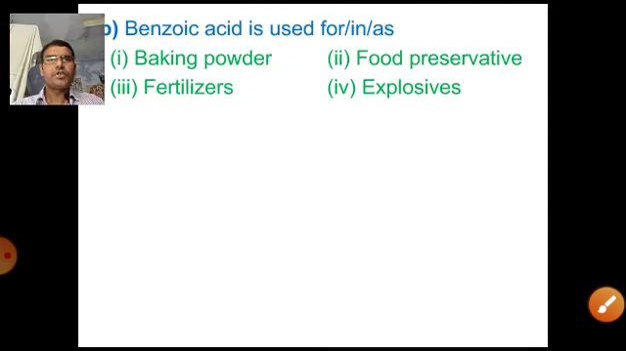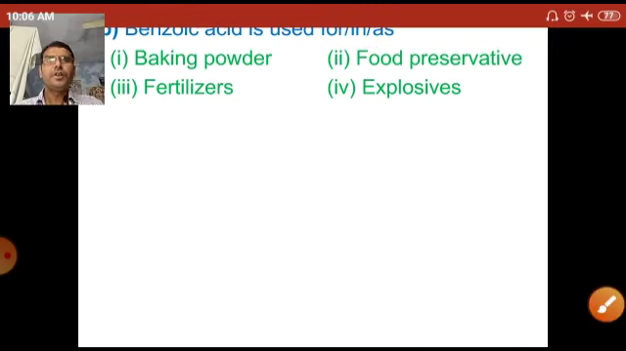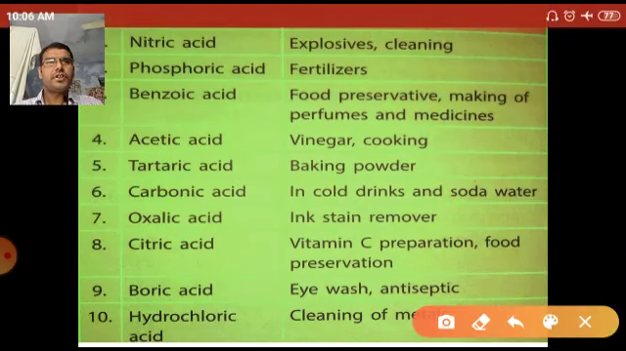Now the next question, question number B. Benzoic acid is used as what? So benzoic acid is generally used as a food preservative. So the right answer is food preservative. Second option is the correct answer. You also memorize the uses of the acids. Here is the list of the acids, and here are their respective uses.